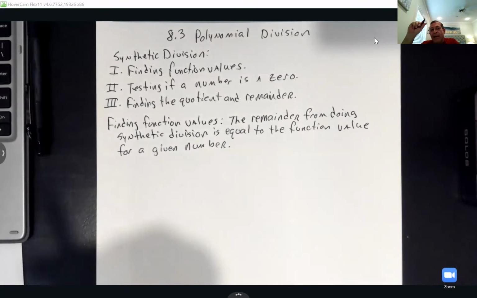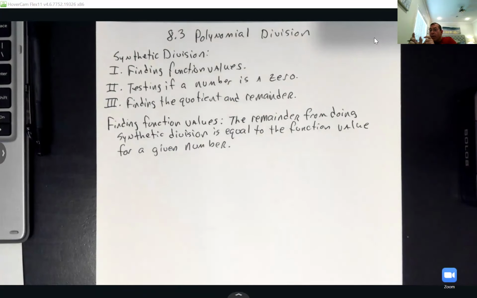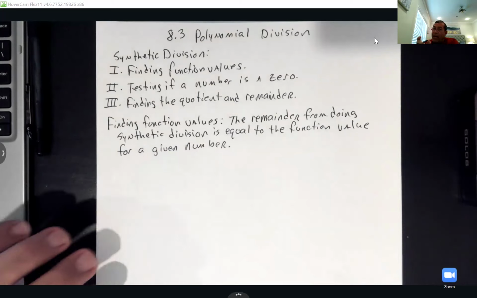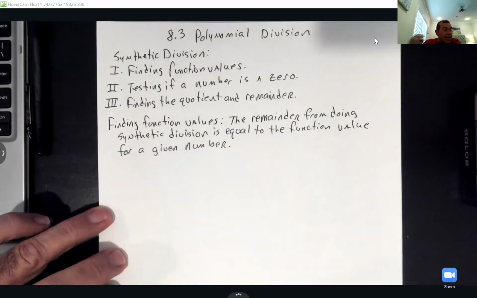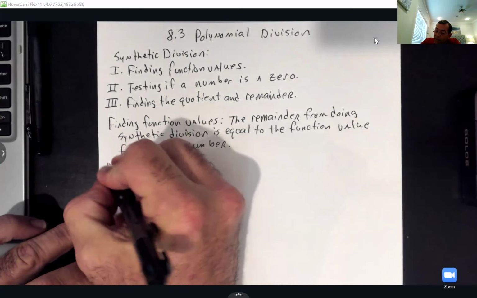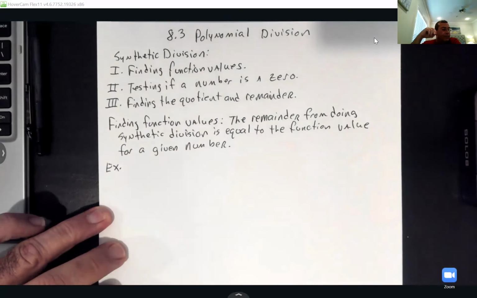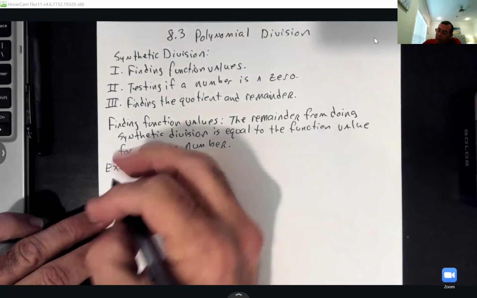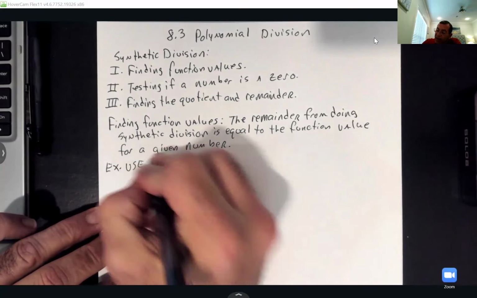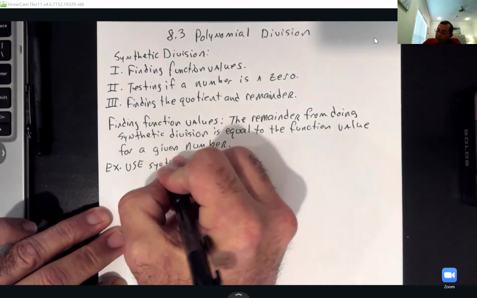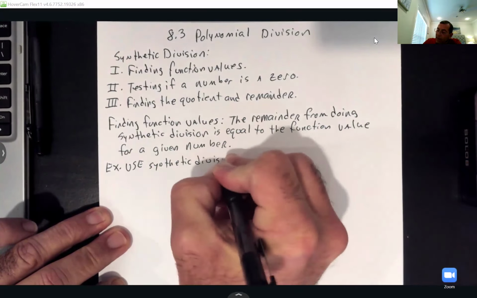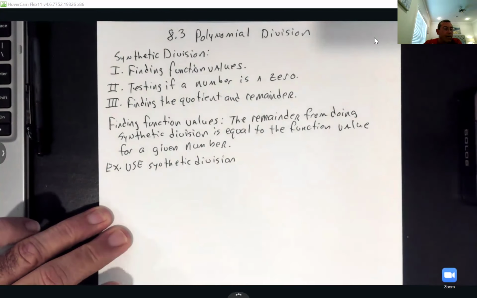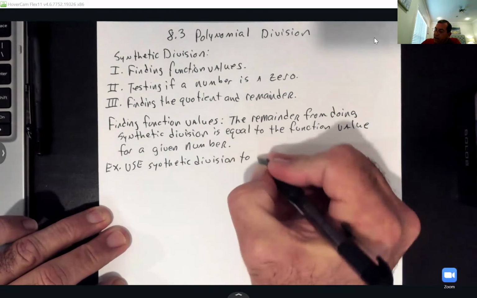So if I use synthetic division to find function values, we're going to get a remainder in that little box like I showed y'all the other night. That'll give us the function value. So let's do an example doing that. So y'all, we're going to use synthetic division to find the function values.